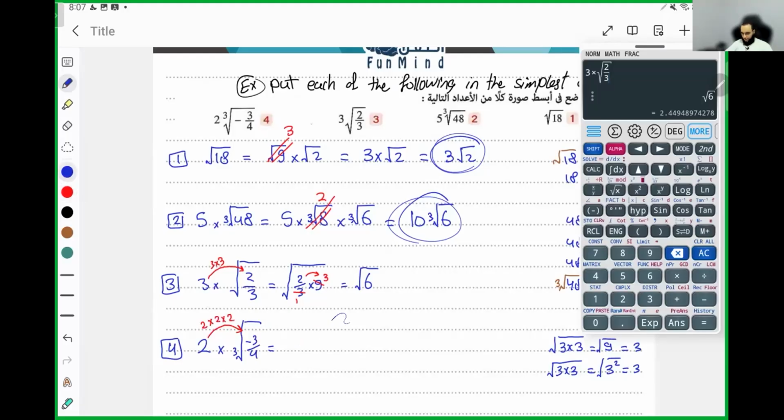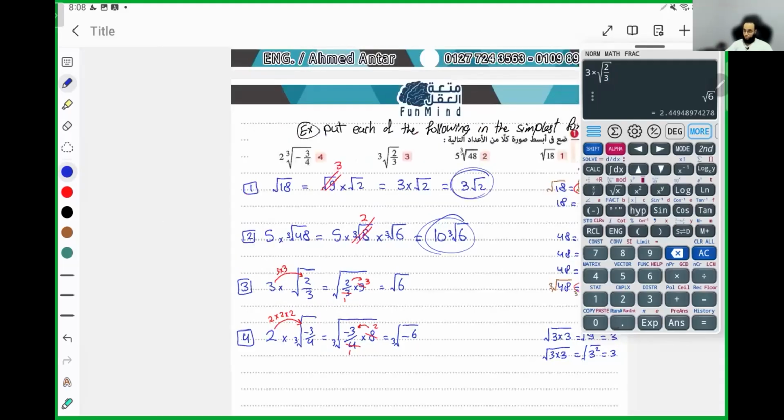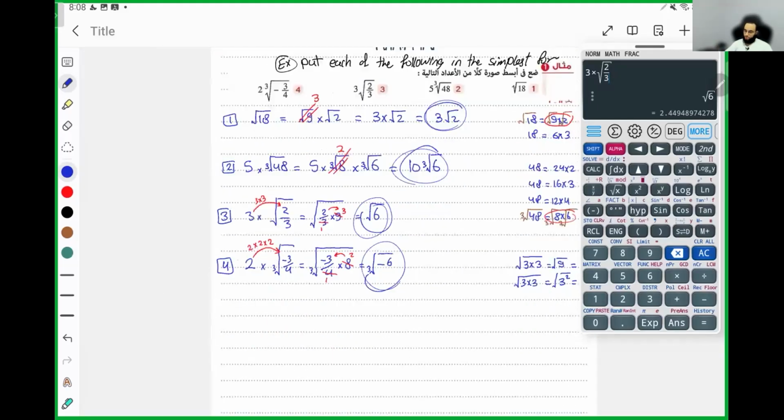So I write the cubic root as itself, negative 3 over 4 times 8. Divided by 1, divided by 2, 2 times negative 3, negative 6 inside the cubic root. Is it correct to put a negative inside the cubic root? Yes. But inside the square root, no, it doesn't work. Excellent.